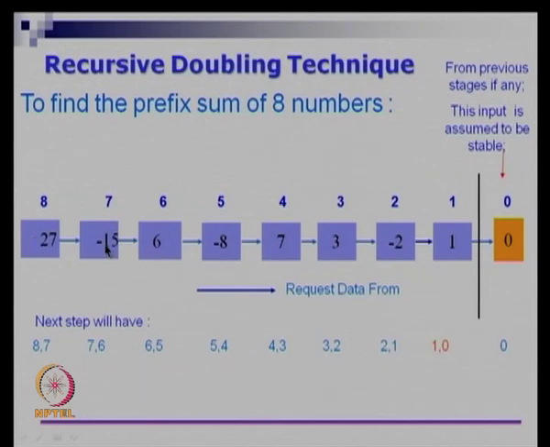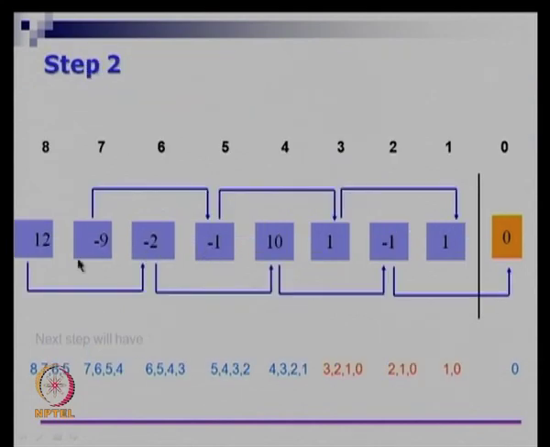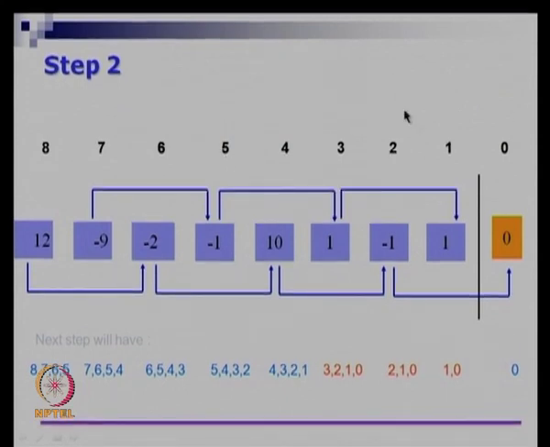27 minus 15 was 12, minus 15 plus 6 is 9, 6 plus minus 8 is minus 2, and so on. Let us say we have those elements there. Now every element will have to communicate with a neighbor who is 2 steps away, right. So A of 8 communicates with 6, 7 communicates with 5, and so on, 2 communicates with 0.